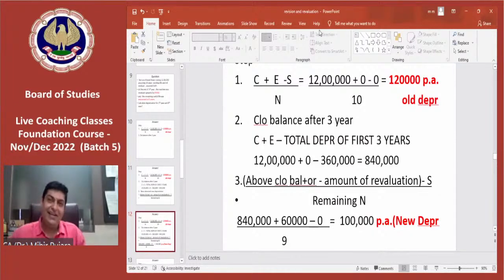Ekta, 9 years is not the total life. 9 is the remaining life. Read the question at least properly. After 3 years, the useful life is reassessed as 9 years. So 9 years is the remaining life, not the total. Total life was 10. At least read properly.